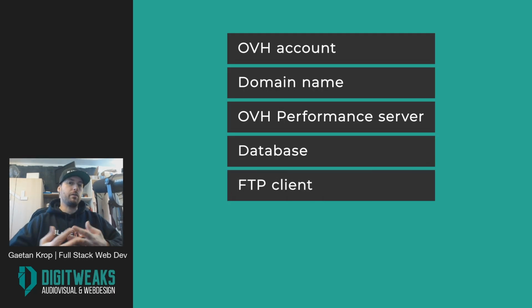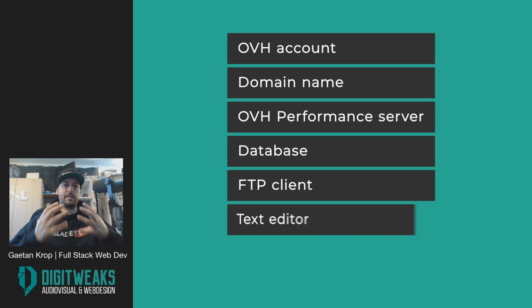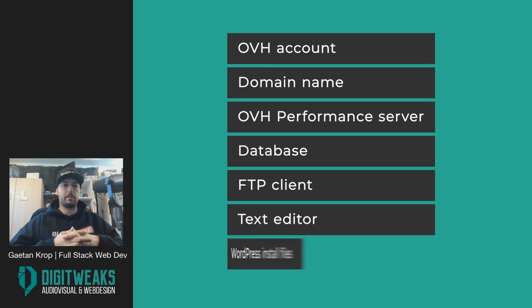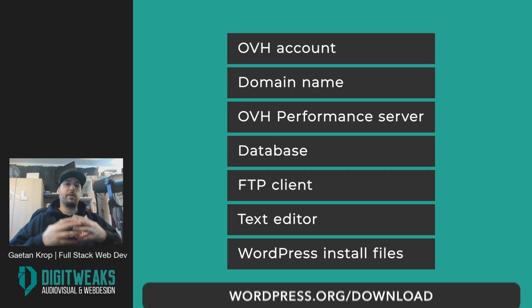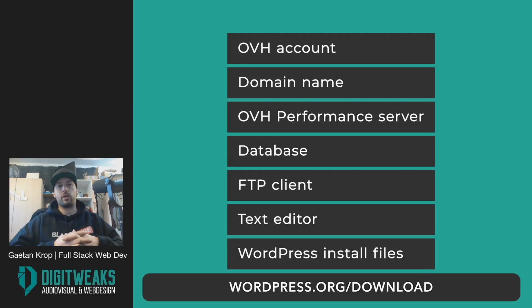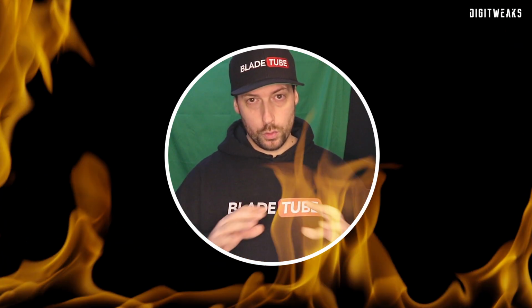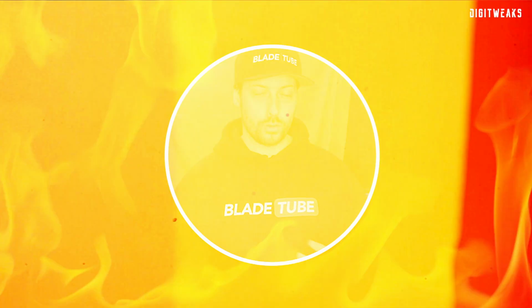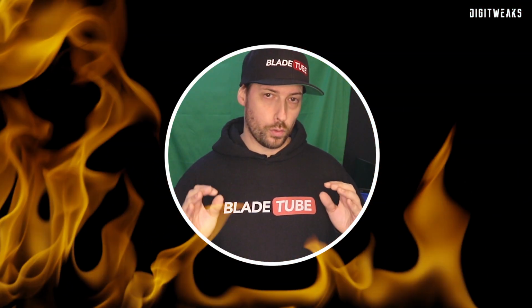An FTP client. For us it will be FileZilla. A text editor. For me it will be Sublime Text. WordPress installation files that you can find on wordpress.org/downloads. If you are new in web technologies, don't worry about this. You won't burn your house whatsoever following these instructions.